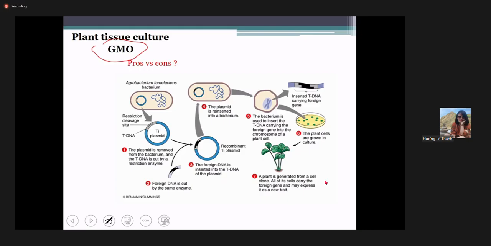This is a combination between bacteria and plants. We have a very specific bacterium, Agrobacterium tumefaciens, and it has a plasmid, the Ti plasmid. We can cut this plasmid and insert the gene from plants here to make a recombinant Ti plasmid. We transfer these plasmids back into the bacterium.